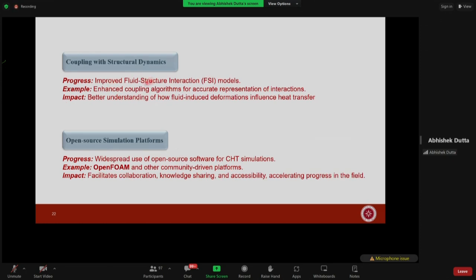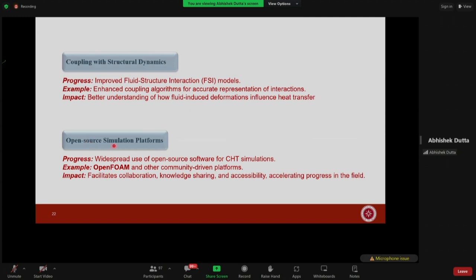Coupling with fluid structure interaction is very interesting work also. Some work, slow work, is being done on this, but not much. So these are all the research gaps that still exist. This coupling is so important in order to accurately measure that interaction that I talked about.